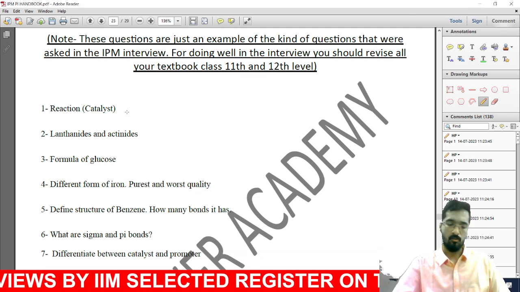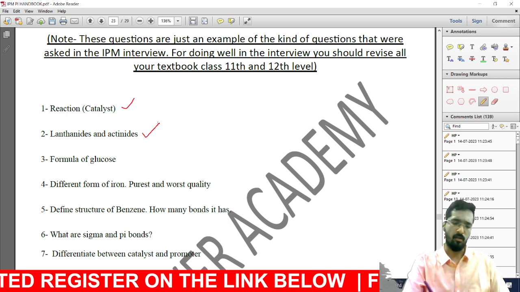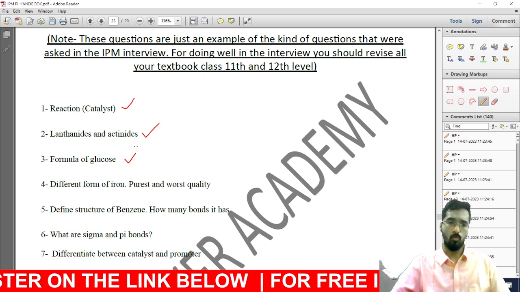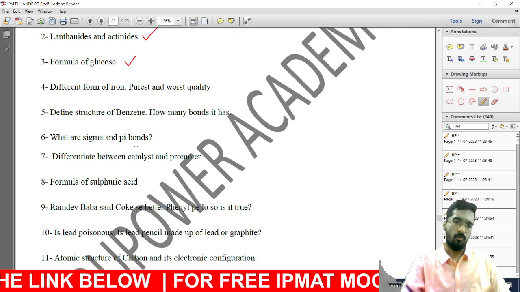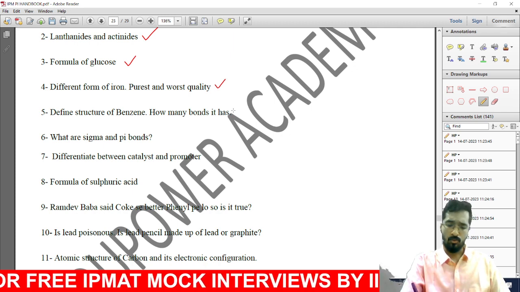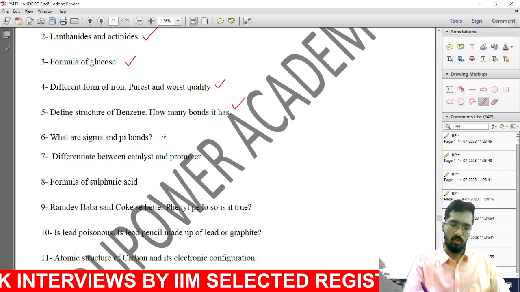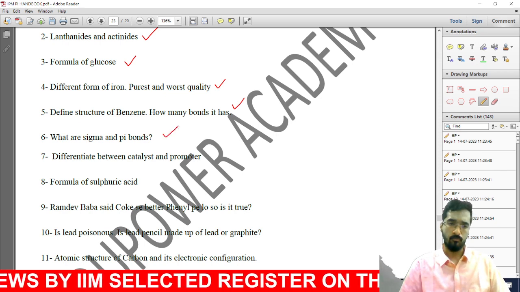Reaction catalyst. What is a reaction catalyst? What are lanthanides and actinides? What is the formula of glucose? Okay, what are the different forms of iron? What are the purest and the worst quality iron? Okay, what is the structure of benzene and how many bonds does it have? Okay, what are sigma and pi bonds?